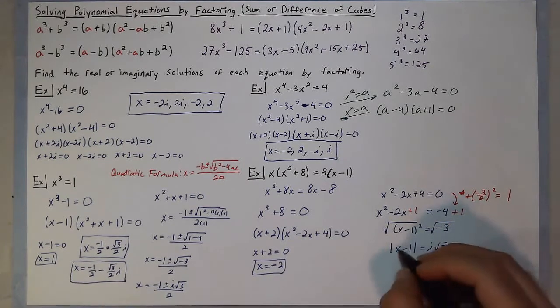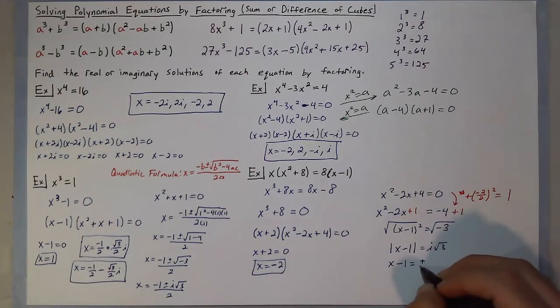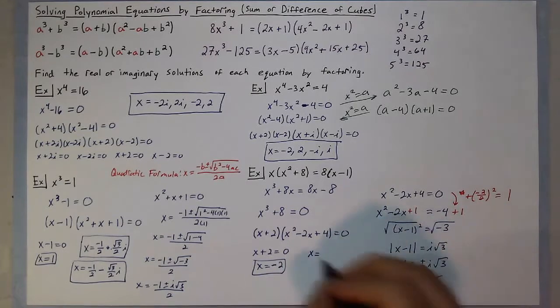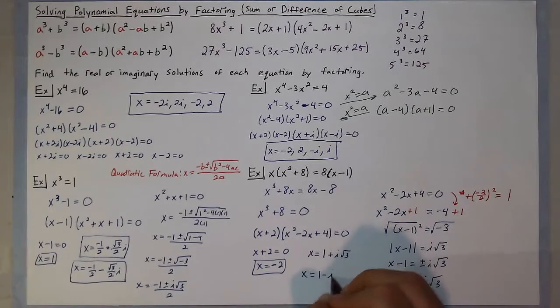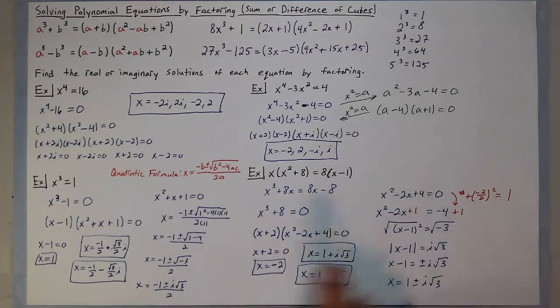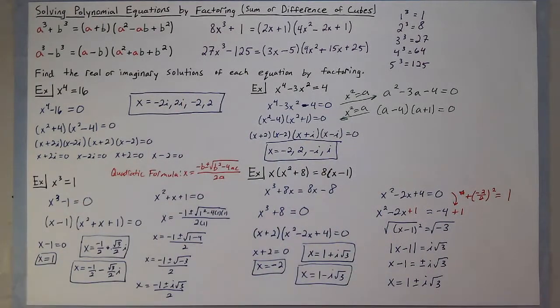To finish solving, I will take the plus and minus of the right side, giving me x minus 1 is equal to plus or minus i square root of 3, add 1, and I'll get 1 plus or minus i square root of 3. So my other two solutions along with -2 will be 1 plus i square root of 3 and 1 minus i square root of 3. So it's very important to factor in order to find every solution, imaginary and real. And that is how you solve polynomial equations by factoring.